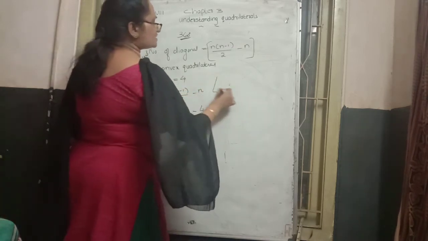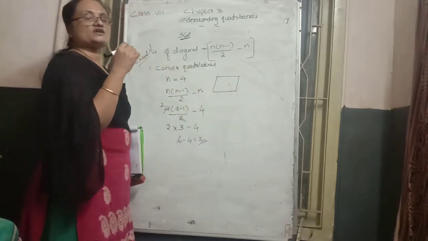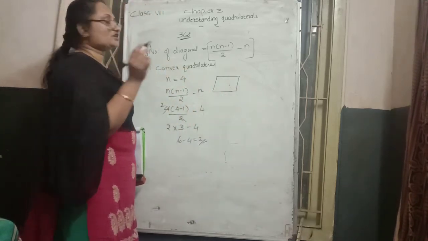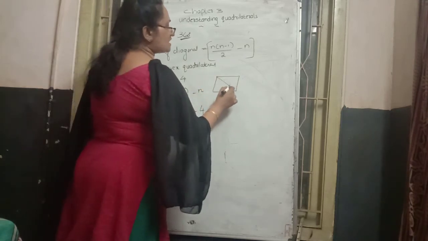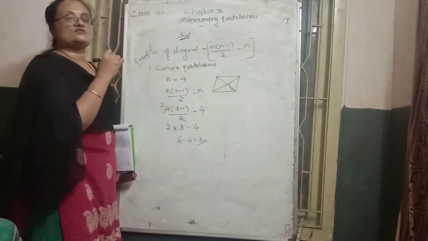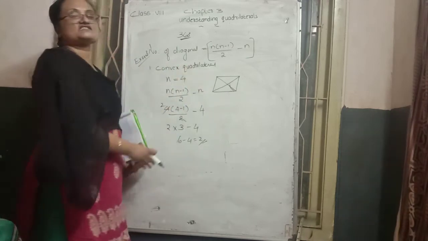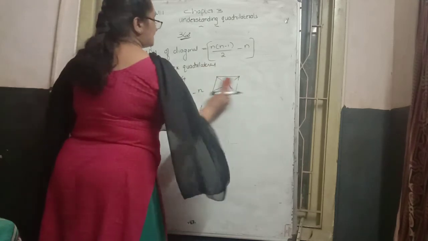Take any quadrilateral, a rhombus or a trapezium or a square or a rectangle or a parallelogram. Any quadrilateral, how many diagonals does it always have? 2 diagonals. That is the meaning of this question. So another one more question.